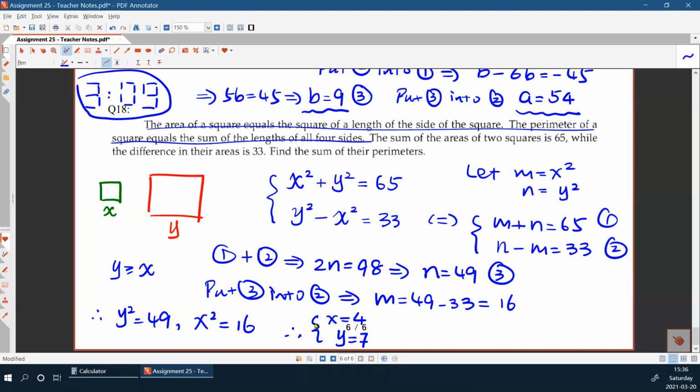Okay, are we done yet? Not quite, because the question really asks you about the sum of their perimeters. So it's actually 4x plus 4y. This is the question we need to answer, right? So 4x plus 4y is 4 times the sum of x and y, which is 44. Sorry, not 56, 44, right? And the unit is, okay, there is no unit, so just leave 44 there. 44 is the sum of their perimeters.